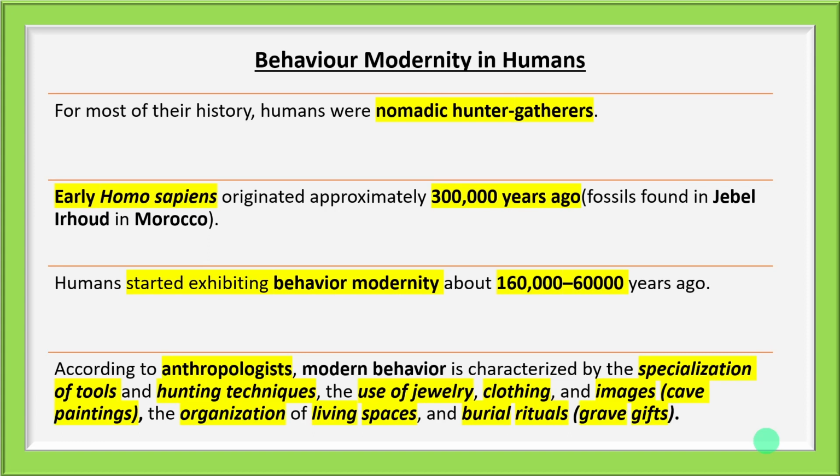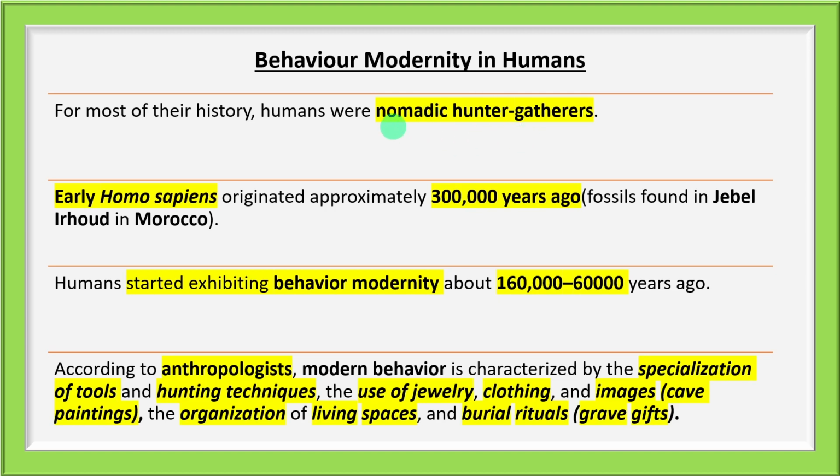Then the other important factor that we have for the evolution of art is the appearance of behavior modernity in humans. So let's just understand this. For most of their history, humans were nomadic hunter-gatherers. Nomadic, we did not have a permanent habitat, and hunter-gatherers, we were either hunting or gathering food from naturally occurring sources like edible wild plants, insects, fungi, honey, bird eggs, and anything that was safe to eat. So the answer is in the name. Either we were hunting or gathering food, and we did not have a permanent habitat.